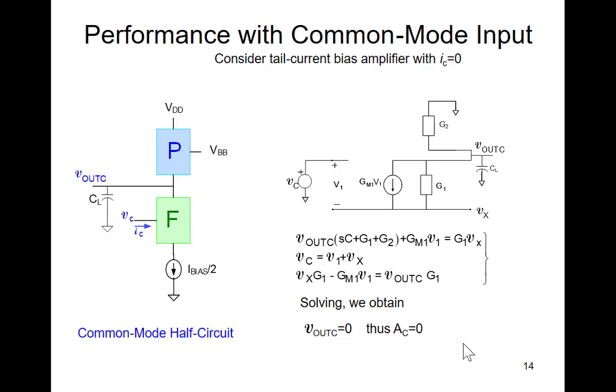So this gives me 3 equations. And I have unknowns in this, V out, which I want, V1, which I don't want, Vx, which I don't want. So I can eliminate Vx and V1 from these 3 equations, get one equation that relates V out common to V common. And if I solve these 3 equations, I find that V out common is equal to 0. So I find that the common mode voltage gain for this circuit is 0. Okay.